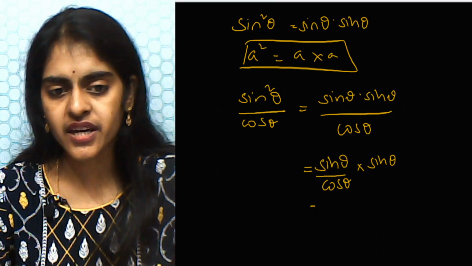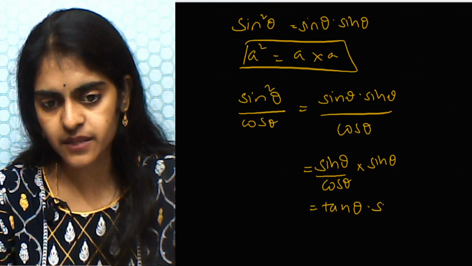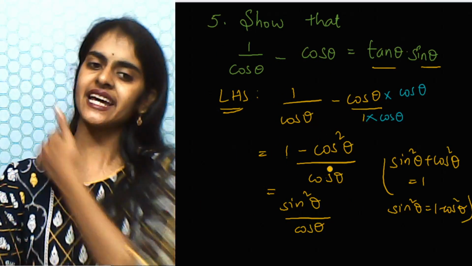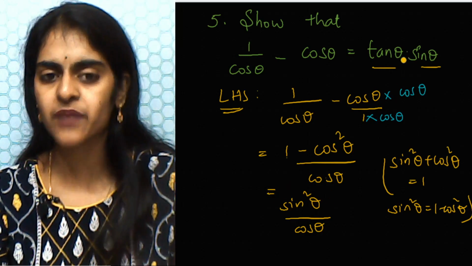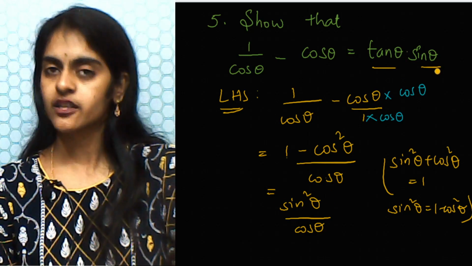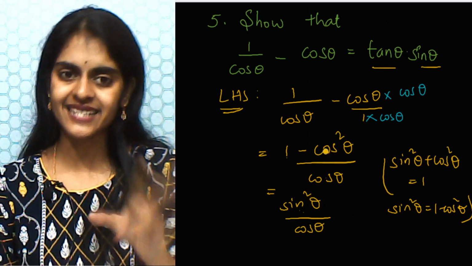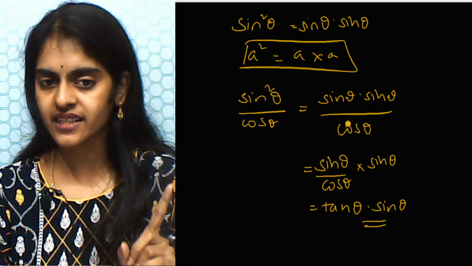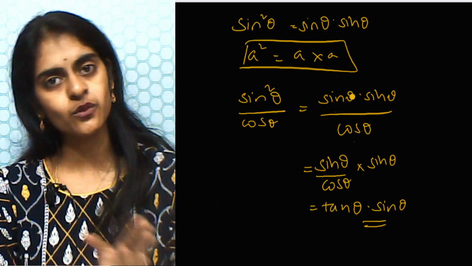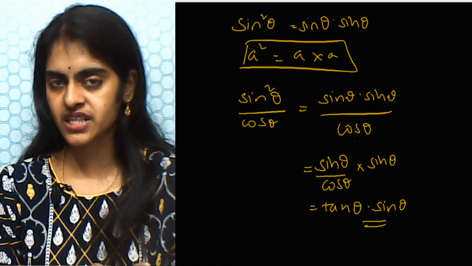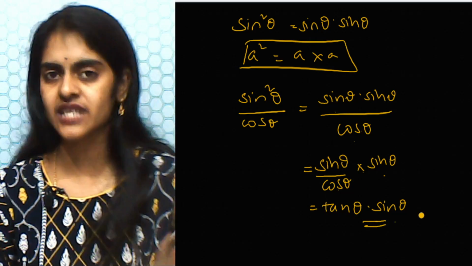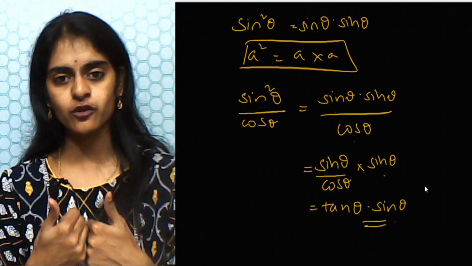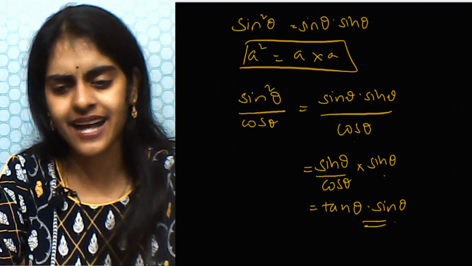So sine by cos is nothing but tan. So tan theta multiplied by sine theta. So this is the RHS you have to prove. So simple, take LCM. Once you take LCM, just compare it with what you have to prove. You have tan theta into sine theta. That means this sine square theta, if I split it as sine theta into sine theta and separate one cos to one sine theta, you get sine theta by cos theta into sine theta, which is tan theta into sine theta. So this is how you have to think a little logically depending on what you have to prove. Then you'll get the answers very easily.